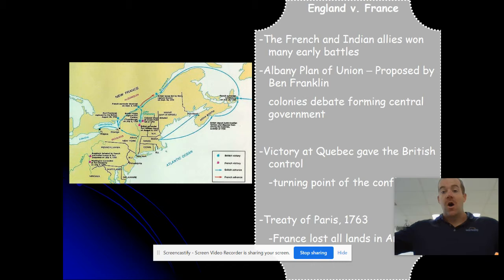Now think about all the 13 different colonies. It would be very hard when they did this. So anyways, there's a battle at Quebec. The British get control. It's a turning point of the conflict. All right, in the conflict, basically France lost. They lose some land.